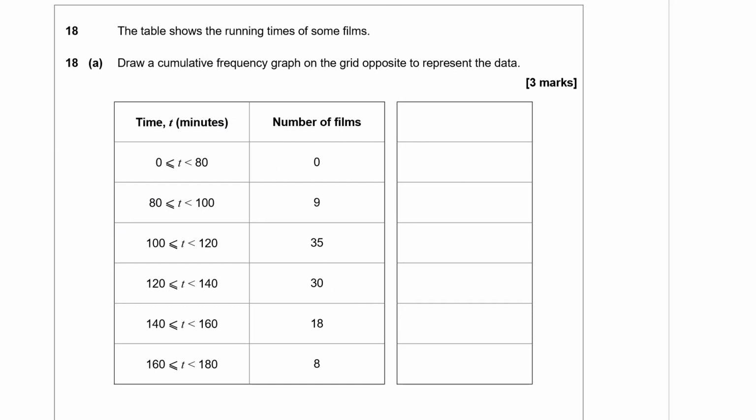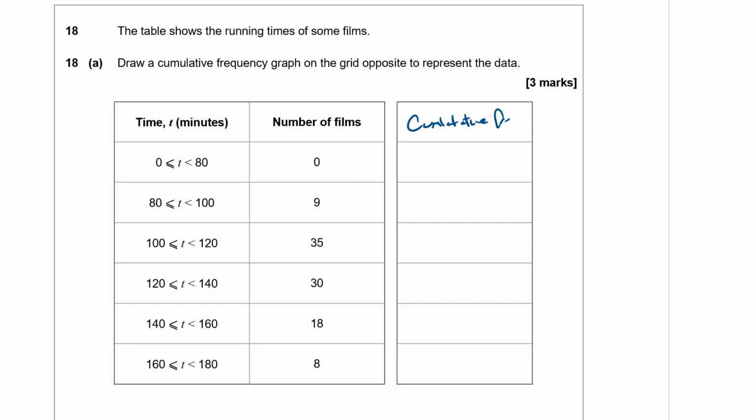Question 18 gives us a frequency table, well, a group frequency table, and we need to draw a cumulative frequency graph to go with it. Now, in order to draw a cumulative frequency graph, we're going to need cumulative frequency. They've handily left us a column on the end here to calculate it.